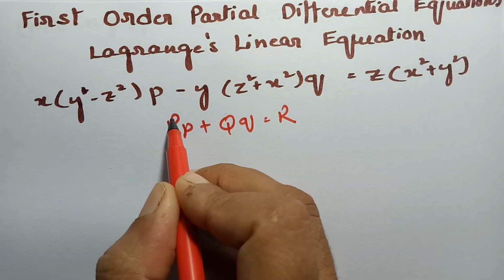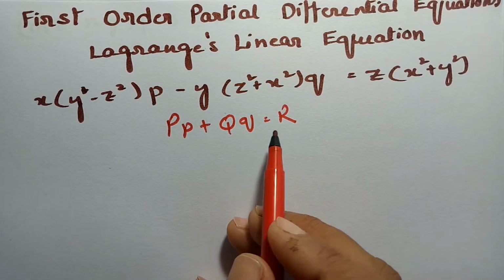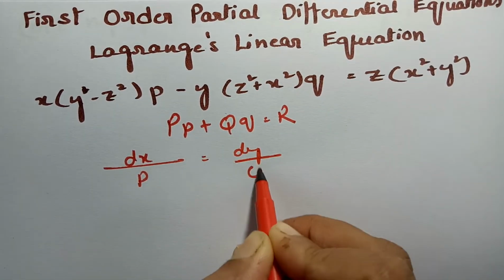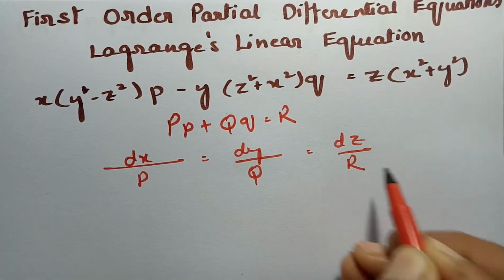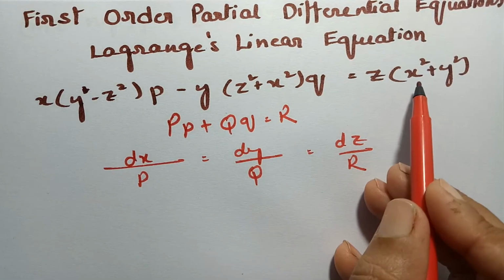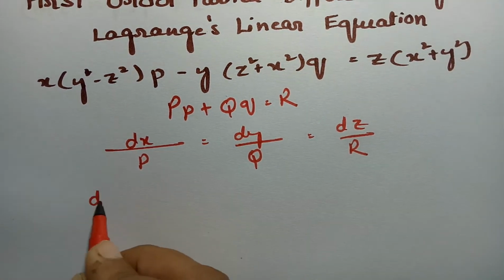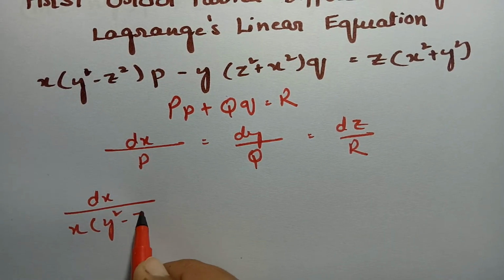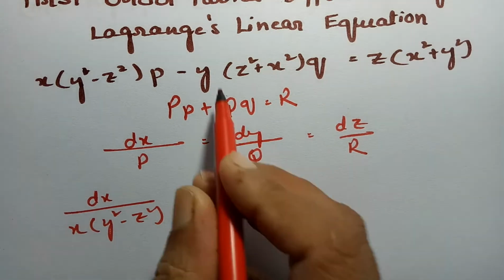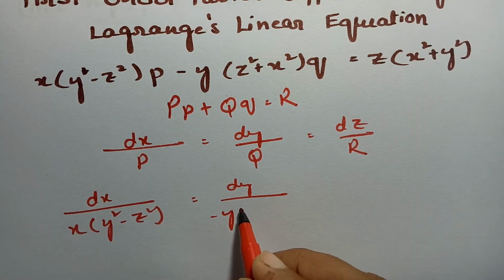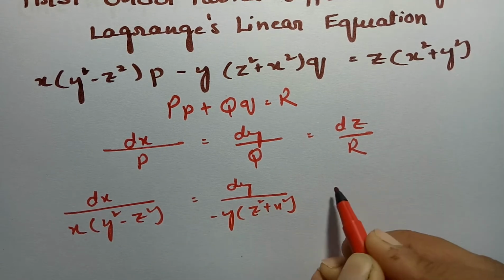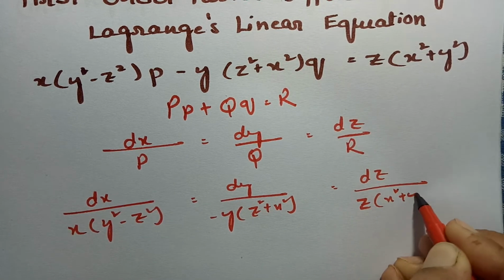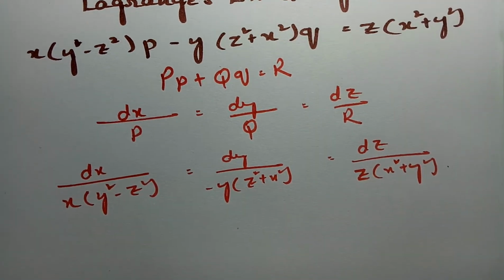So clearly you have to identify that this is a Lagrange's linear equation and it should be transformed in the form dx by P is equal to dy by Q is equal to dz by R for solving. So this is capital P, this is capital Q and this is capital R. In place of capital P, I have to write y into x squared minus z squared, and dy by what is Q here? It is nothing but minus y times z squared plus x squared, and dz by what is R? R is nothing but z into x squared plus y squared. So I have taken all the values here.